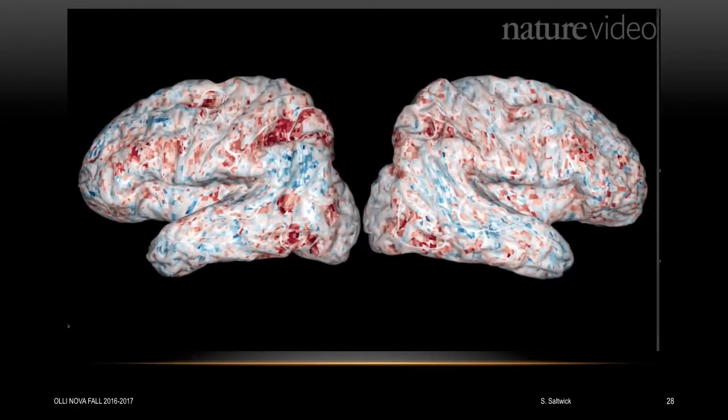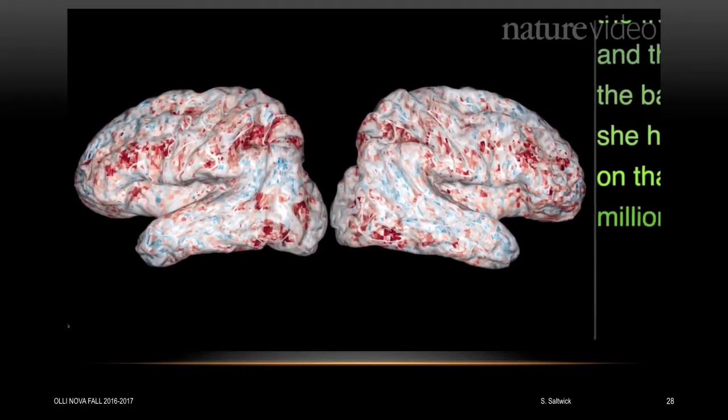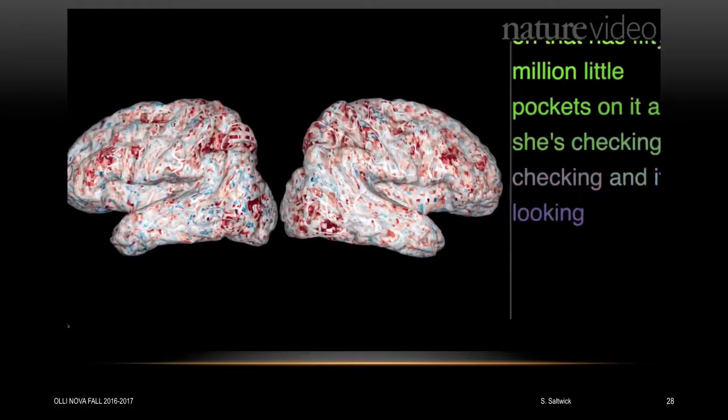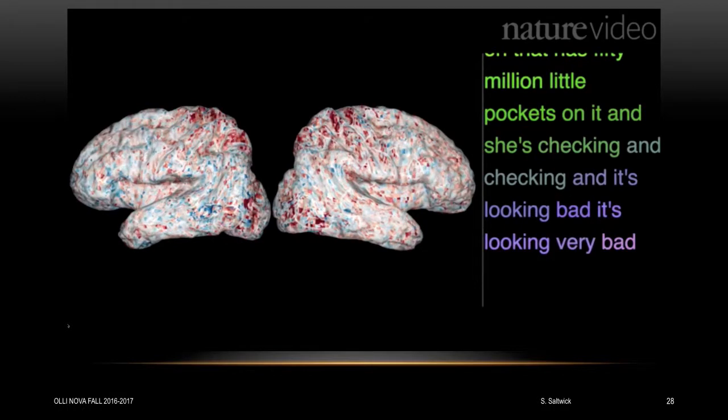The map was made by scientists at the University of California, Berkeley. They put volunteers in an MRI scanner and had them listen to stories for 2 hours.